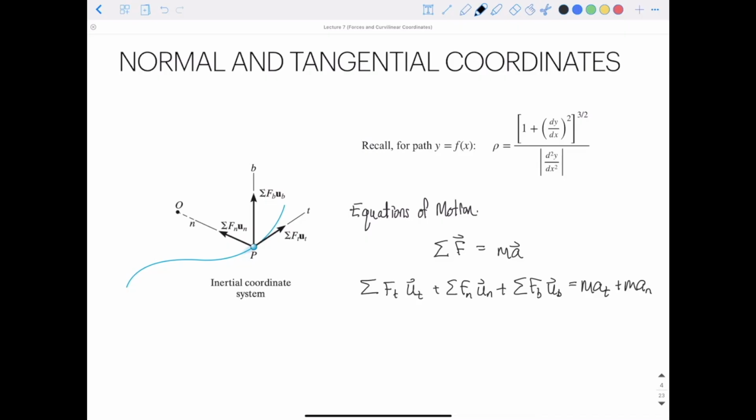So if we isolate these and put them in component form, we get the sum of the forces in the tangential direction is equal to m times the tangential acceleration, and the sum of the forces in the normal direction is equal to the mass times the normal acceleration. And that third equation would just be the sum of the forces in the binormal direction is equal to 0. There's no acceleration.